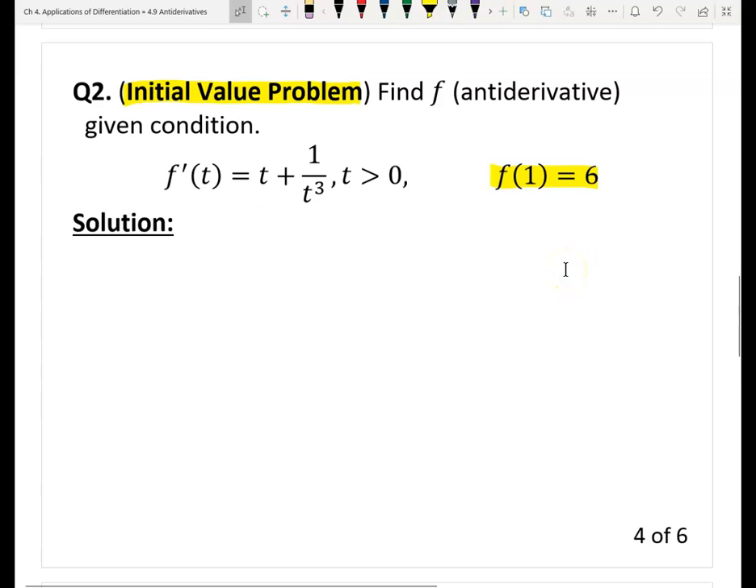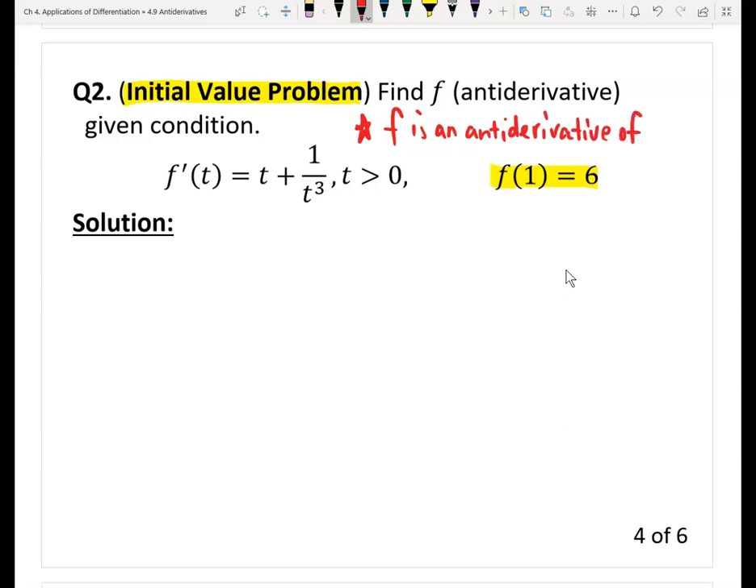Let me write this down. Because f is definitely an antiderivative of f prime. Does that make sense? Because when f takes a derivative it goes to f prime, therefore f is an antiderivative of f prime. So in this question we know the derivative, we don't know f. So we still need to find the antiderivative.